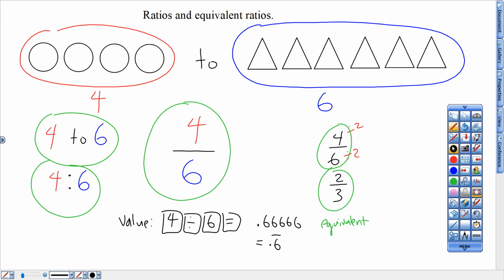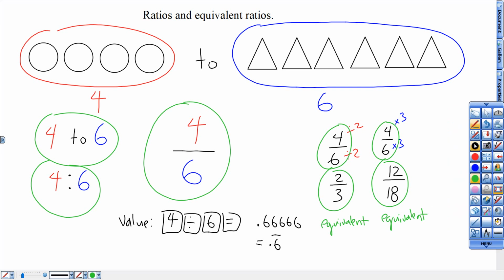I could also take 4/6 and expand it, times it by any number I want, as long as I'm timesing the top and bottom by the same number. And even though, again, that looks different, these are also equivalent ratios. Even though the numbers look different, they all have the same value. All of these are equivalent. 4/6 is equivalent to 2/3, equivalent to 12/18. They all have the same value, guaranteed.